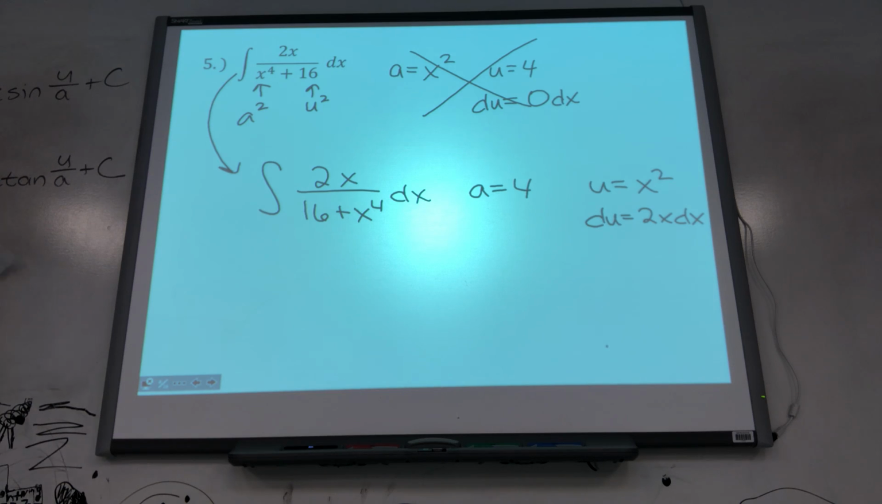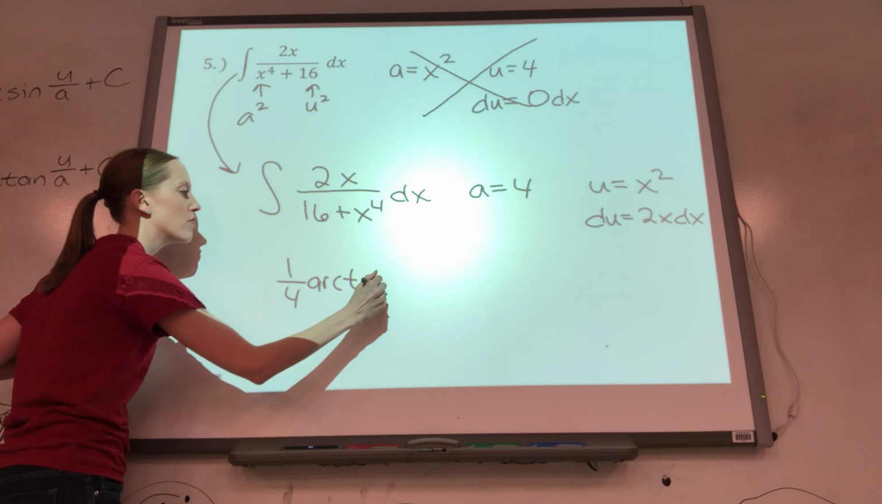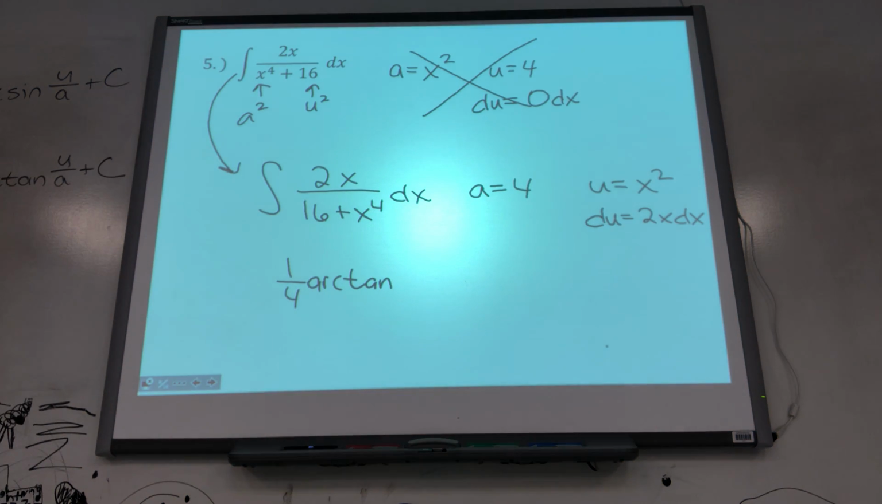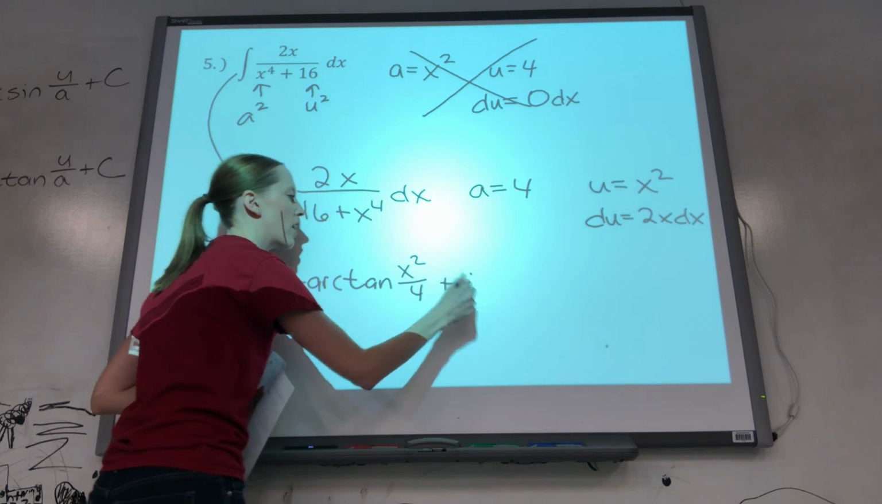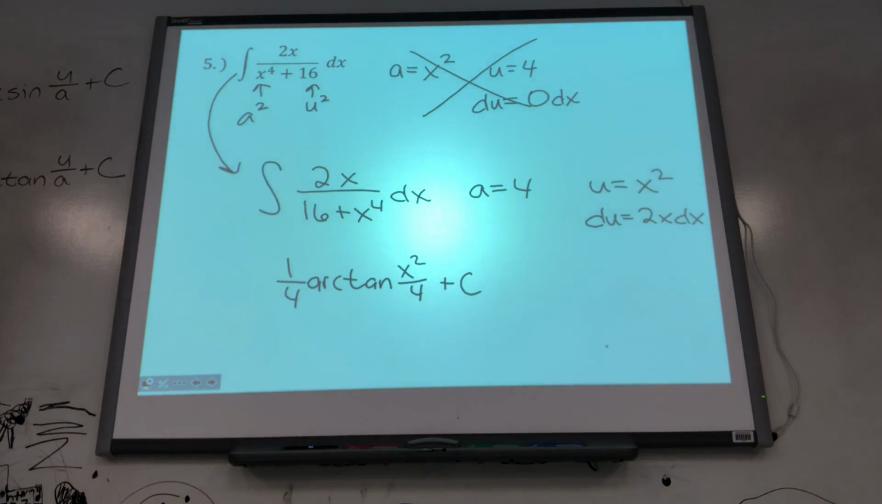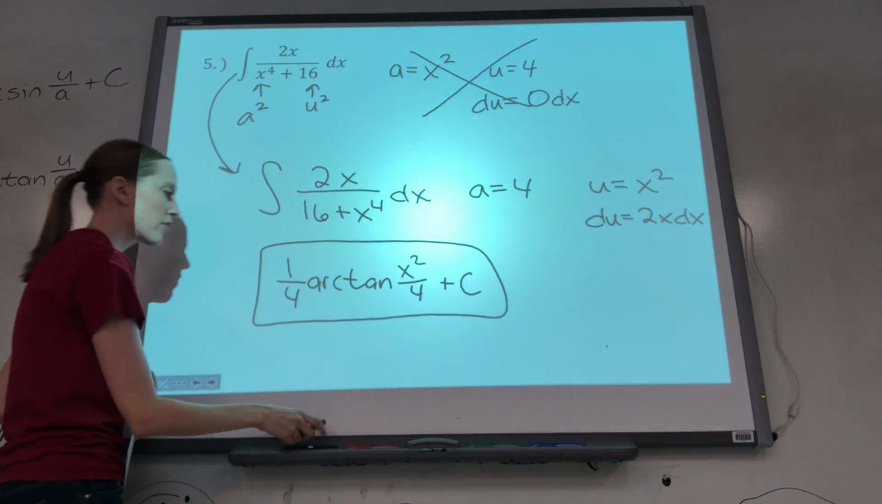So following our formula for arctan, I'm not using that, I'm using that stuff. 1 over 4, that's the A, 1 over 4 arctan of u over a, so that is x squared over 4 plus c. You wouldn't really be able to simplify that any further.